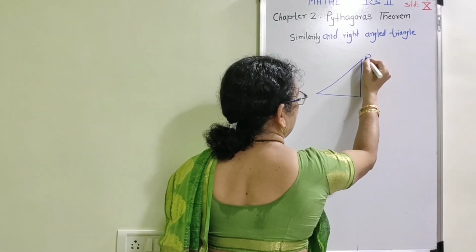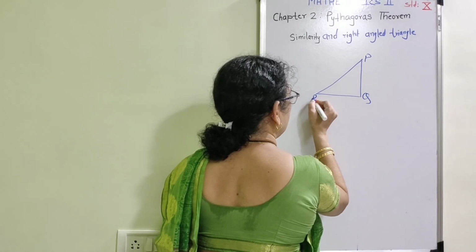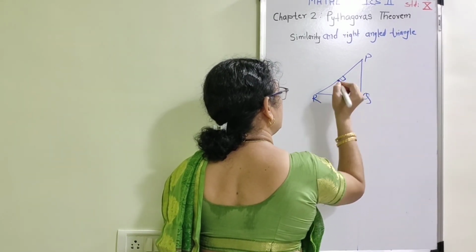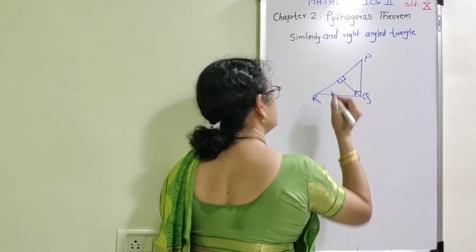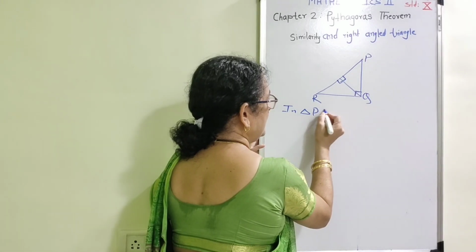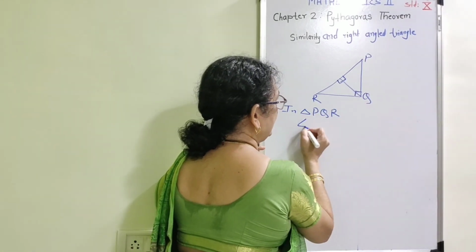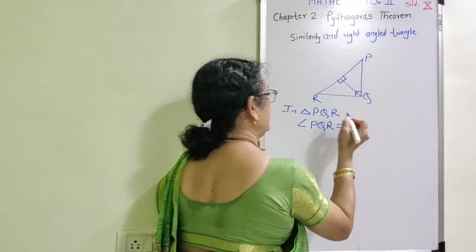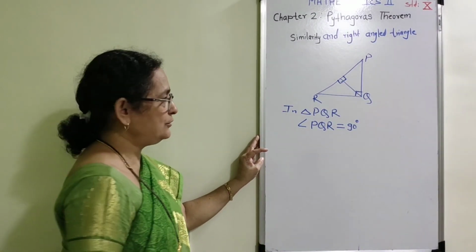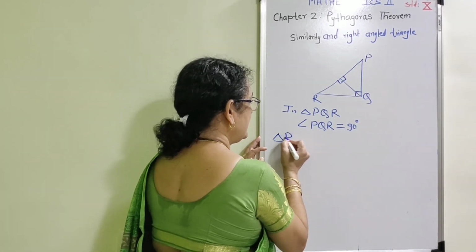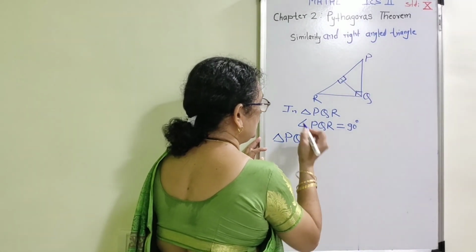I will change the names also. Suppose this is triangle P, Q and R, and QS is the altitude on the hypotenuse. This angle Q is of 90 degrees. Now here in triangle PQR, angle PQR is equal to 90 degrees. Now I am going to write the one-to-one correspondence. Write down the name of the bigger triangle, triangle PQR.